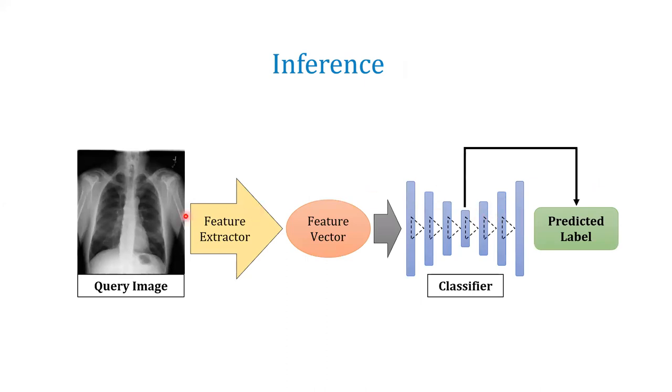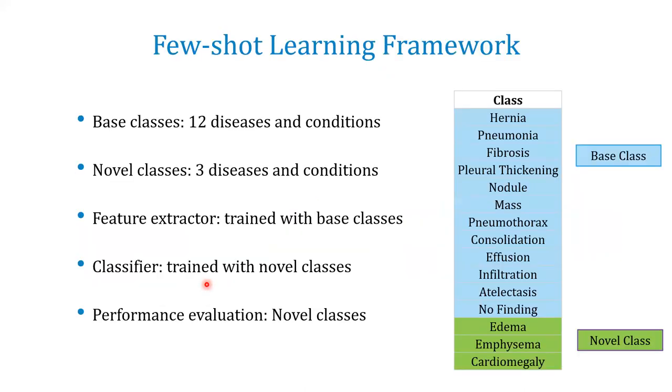Finally, when we apply a query image, similarly, we get a feature vector first. When we apply it to the classifier, we get a predicted label corresponding to the query. So for this particular study, we use only one set of base and novel classes. So these are the base classes as indicated here, and only one set of novel classes, which are edema, emphysema, and cardiomegaly.